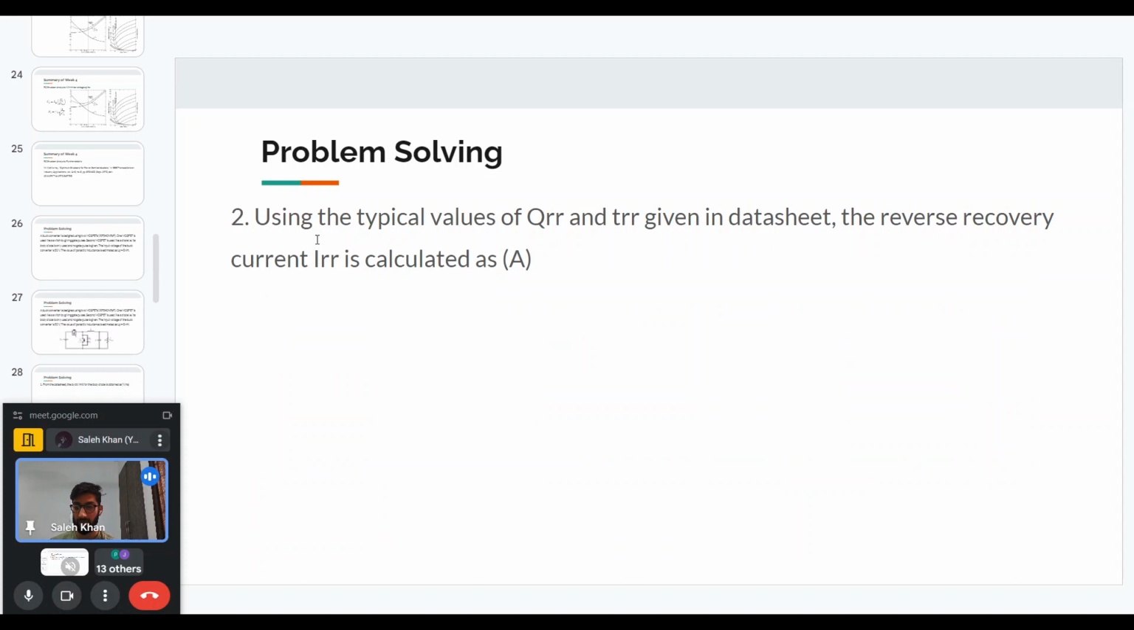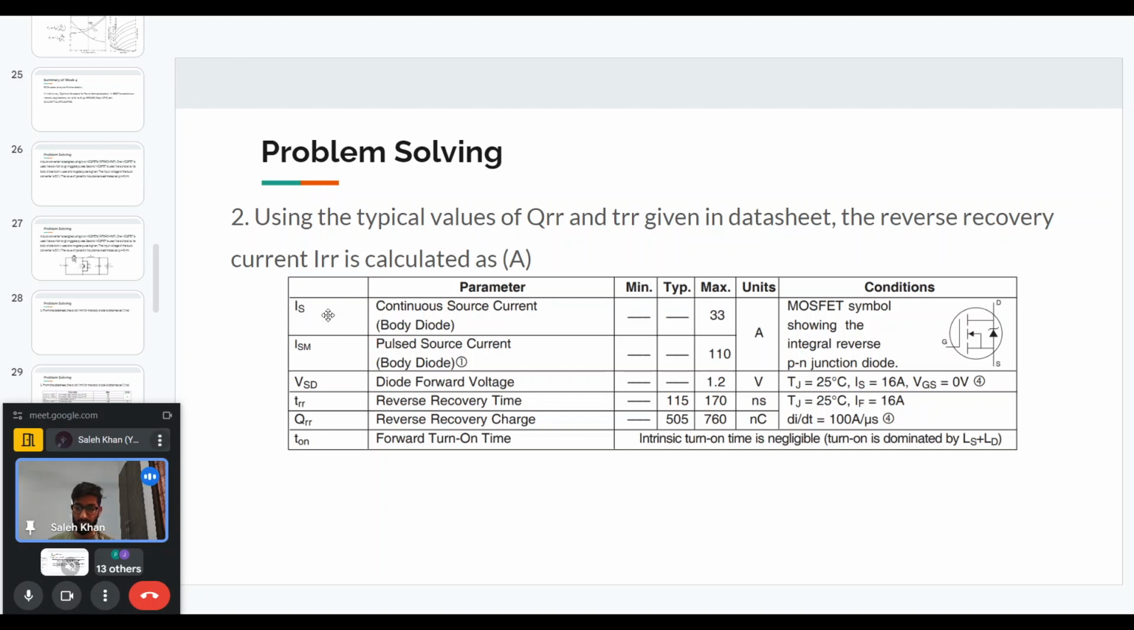And then the second question is asking about using the typical values of QRR and TRR given in the data sheet, the reverse recovery current is calculated as what. So if we again go to the data sheet in the diode parameters, we will find that it has given the diode current, the continuous and pulsed currents, the diode forward voltage, and the reverse recovery time and reverse recovery charge. And these are given for typical values and maximum values. And the question is asking about the typical values.